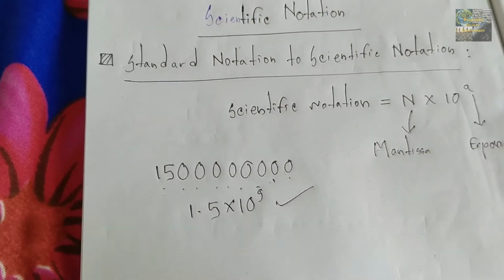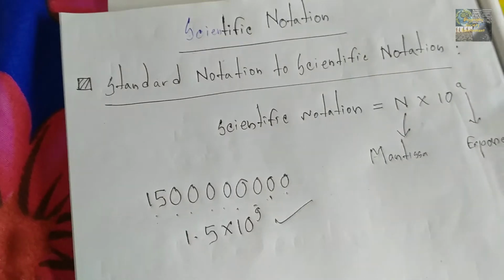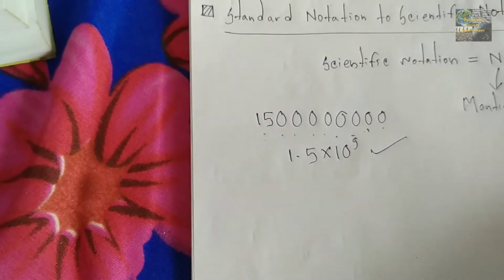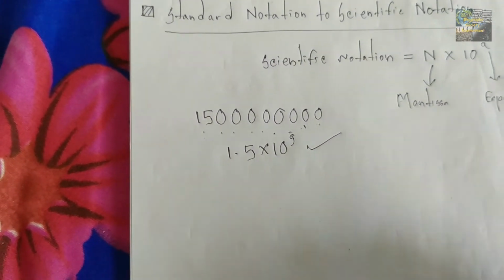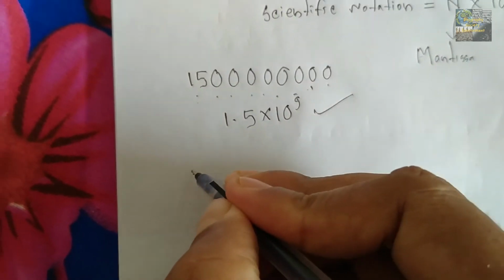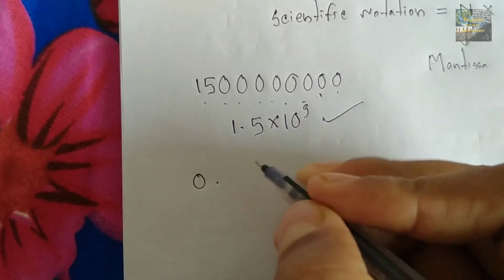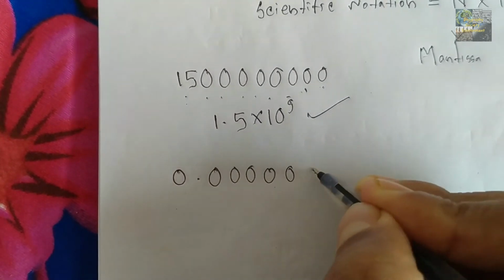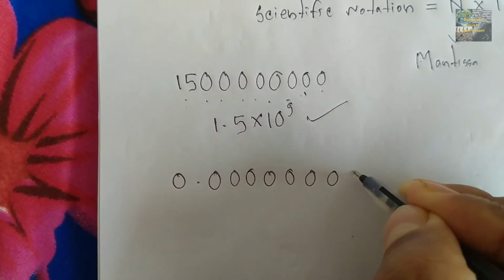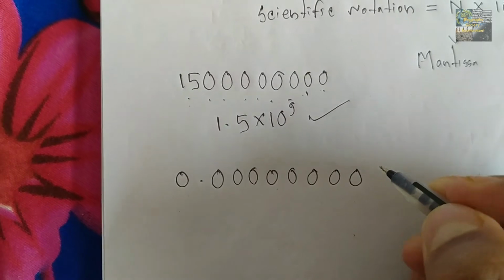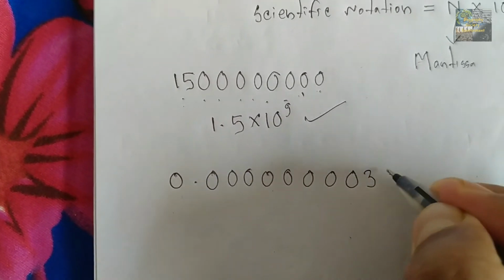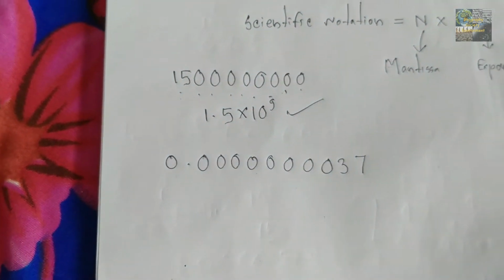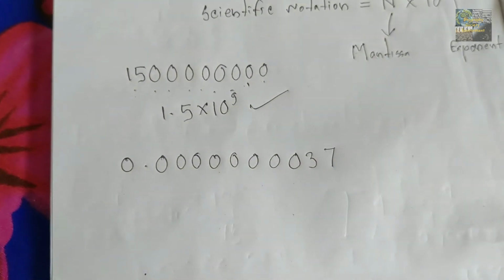Now I am going to use a negative value, that is 0.1, 2, 3, 4, 5, 6, 7, 8, 3, 7. You can see that this is a negative value.